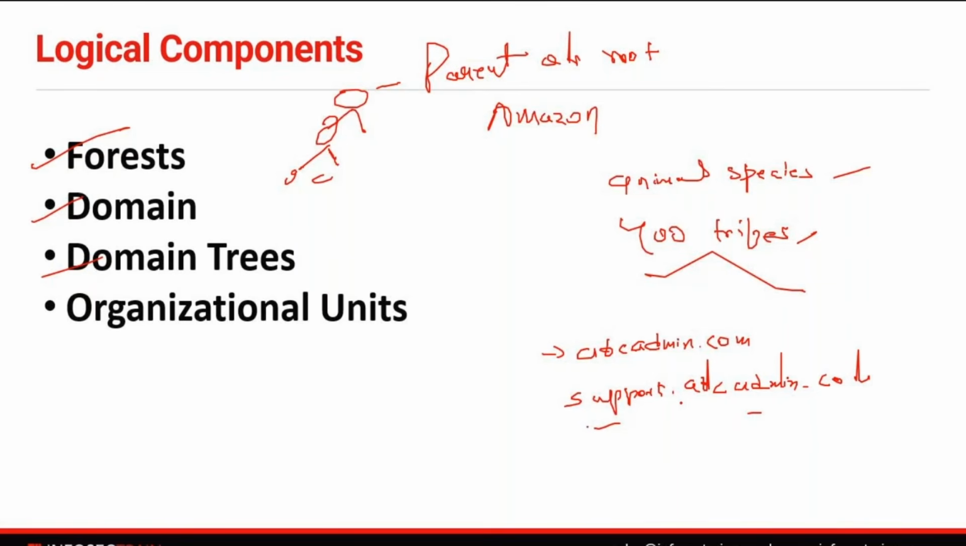Then after that, domain trees will be abcadmin.com, xyzadmin.com, and below that multiple subdomains or multiple domains you have created. That will be called a domain tree.